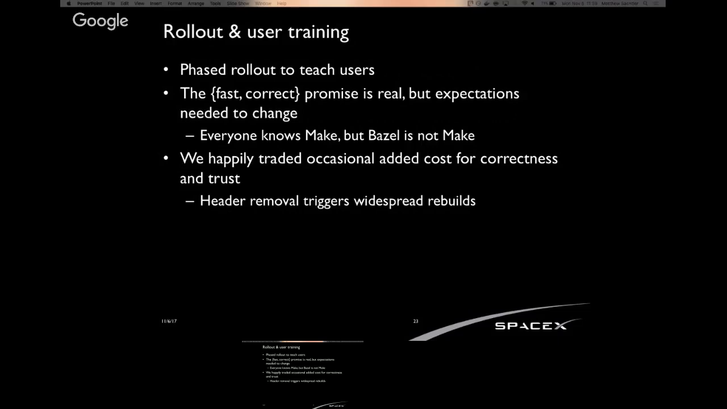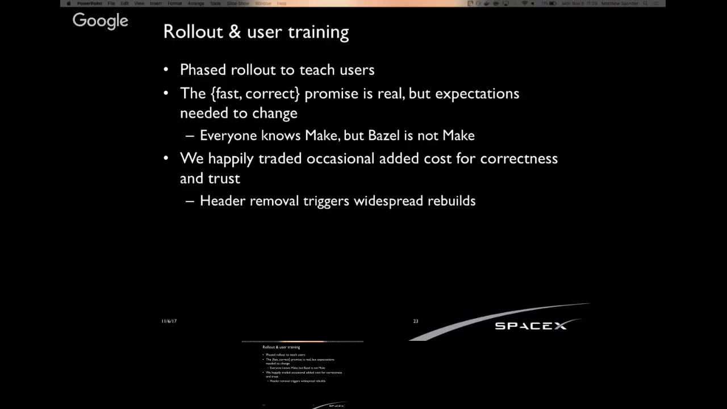And our takeaway from this, now that we've had quite a few people using it for a couple months now, is primarily that the fast, correct, choose-two tagline is very real. We've seen that over and over again, that it really has paid off. But there are some expectations that need to change. We came from make. Pretty much everyone on our team either knows make well or has expectations about the way that make works. A couple examples of this.